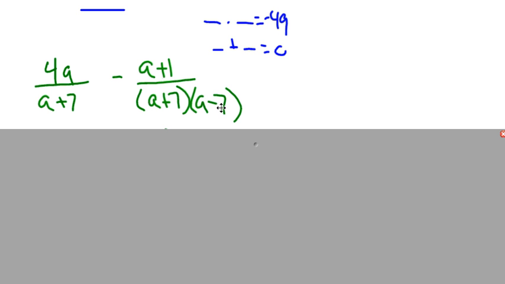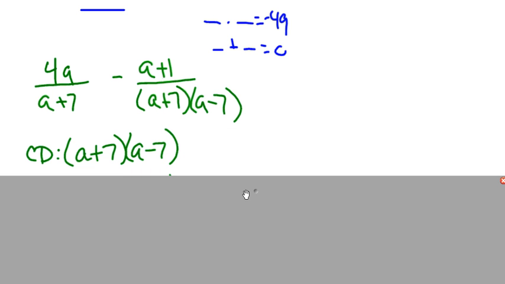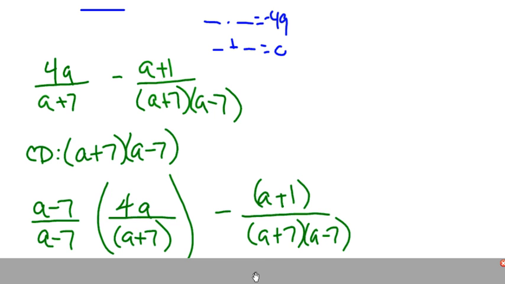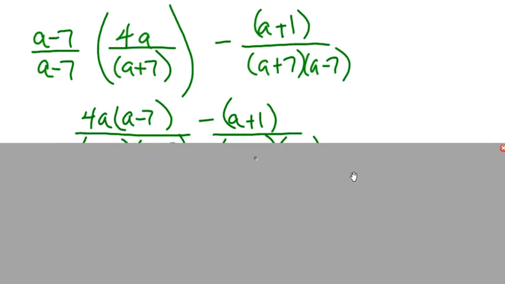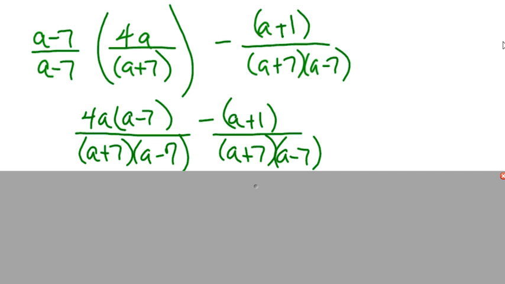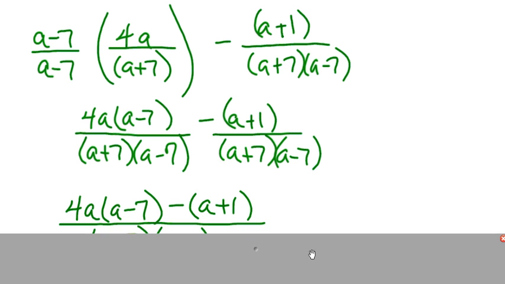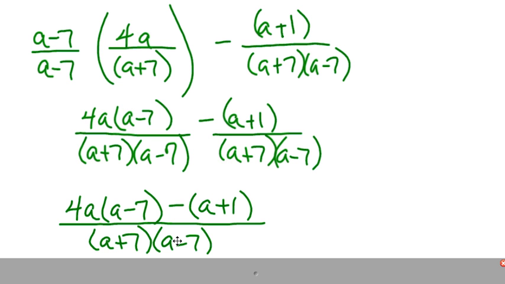However, we have an a minus 7 here that's missing in this fraction. So we're going to multiply this fraction, numerator and denominator, by a minus 7. Our common denominator would have to have both of those terms. So again, multiply across with your fractions. We've got the common denominator, so we just have to perform the operations.